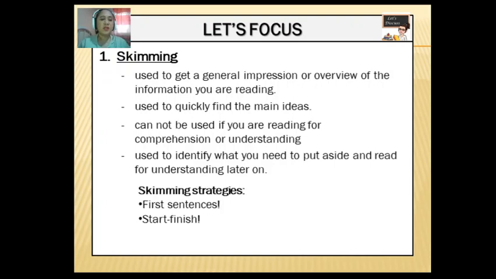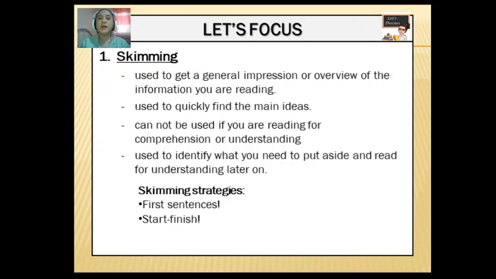Now, how do we skim, or what are the strategies that we can use? We can use the first sentence skimming strategy. First sentence means that you read the first sentence of each paragraph to get an idea of what the paragraph is all about. Now, if you're reading an essay, you may do the start-finish strategy. Start-finish means you read the first part of the essay and then the last part of the essay to know what it is.